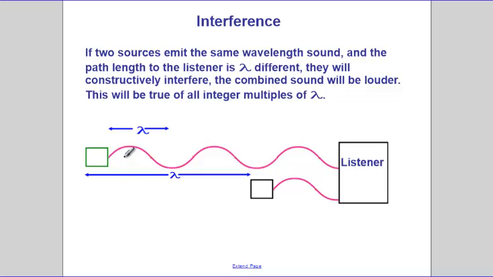And in this case, they're off by 2 whole wavelengths, so speaker A is 2 wavelengths behind speaker B. And we get a trough meeting a trough, so we will have constructive interference.